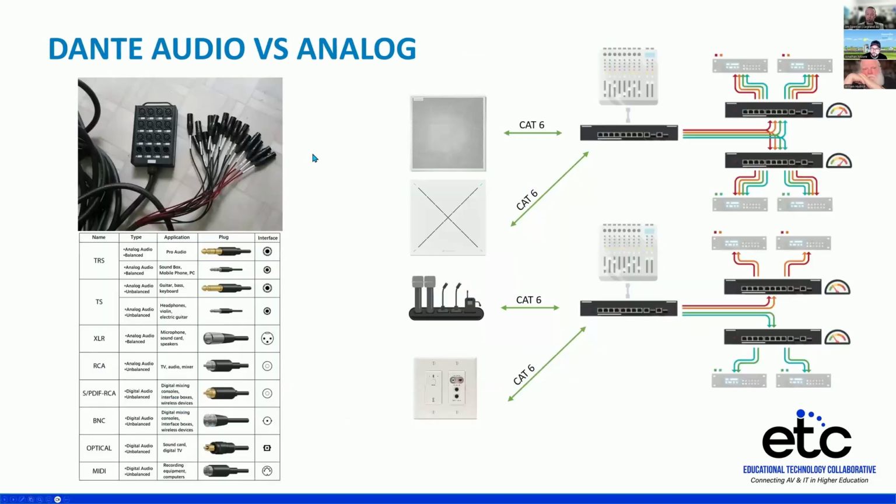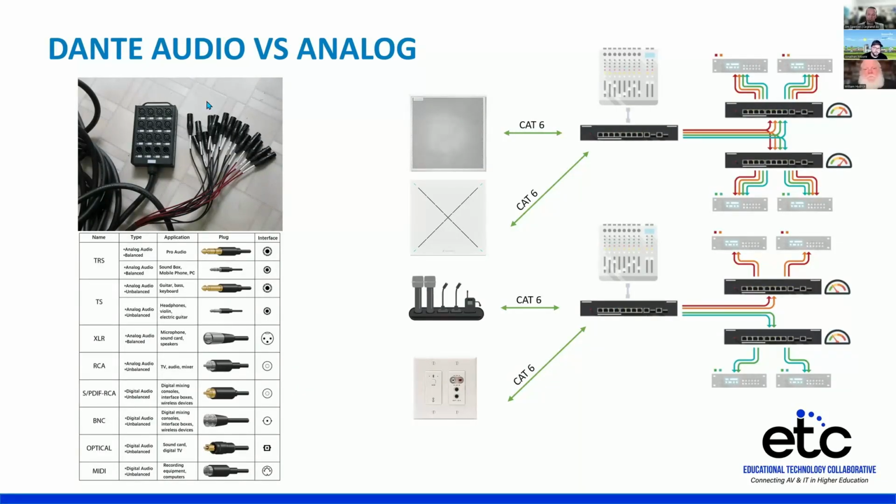Okay. So switching gears just a little bit here, we're going to be talking about Dante. What I'd like to point out is, what are the advantages of Dante versus what we traditionally would have used for classroom systems or AV systems in general, which would typically be analog systems. And then as we move into this AV over IP world, what are the benefits of that?